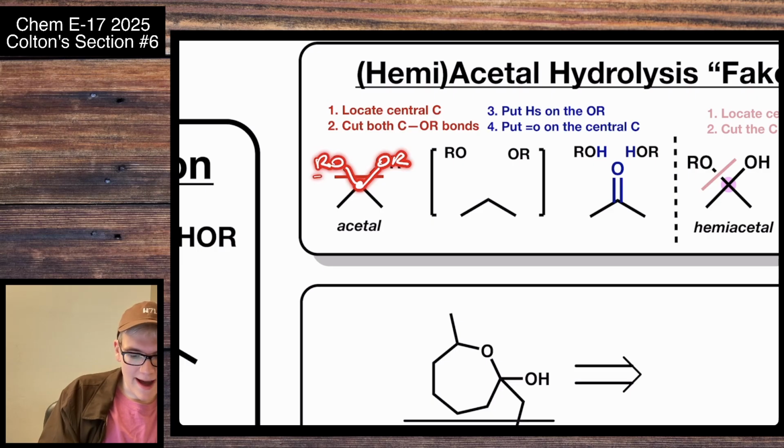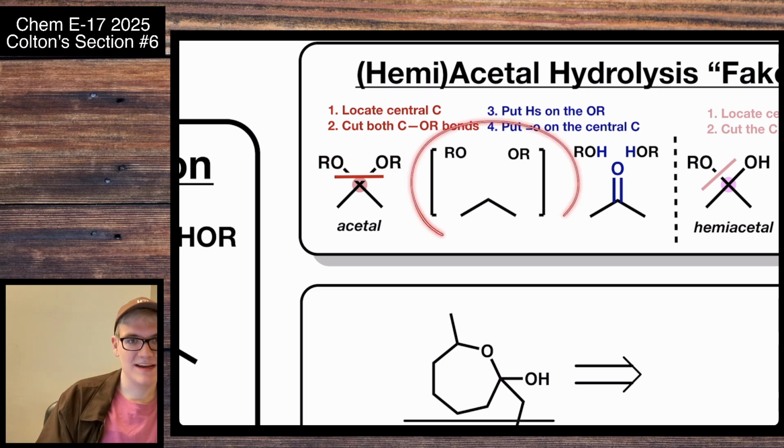We need to cut both of those carbon-OR bonds with that central carbon. And then when we erase those bonds, it looks like this. It's kind of freewheeling. And then what we do is at the central carbon, we plop on a carbonyl. And then with our ROs, we add hydrogens to make it a neutral alcohol.